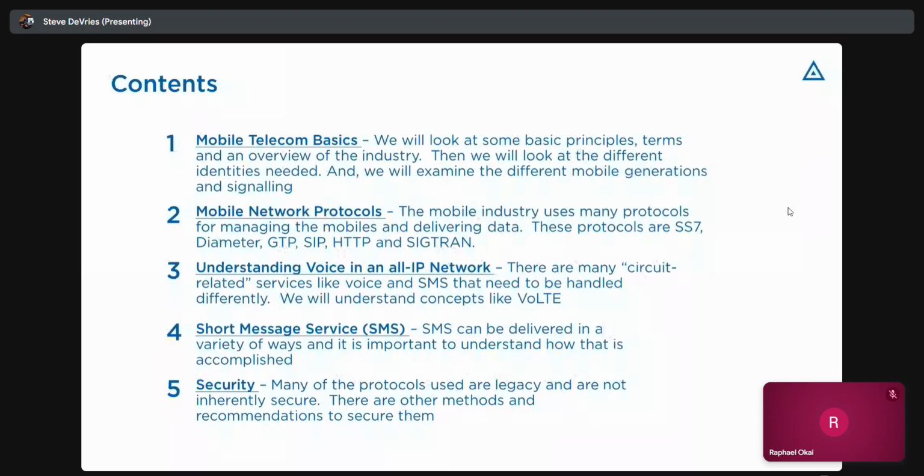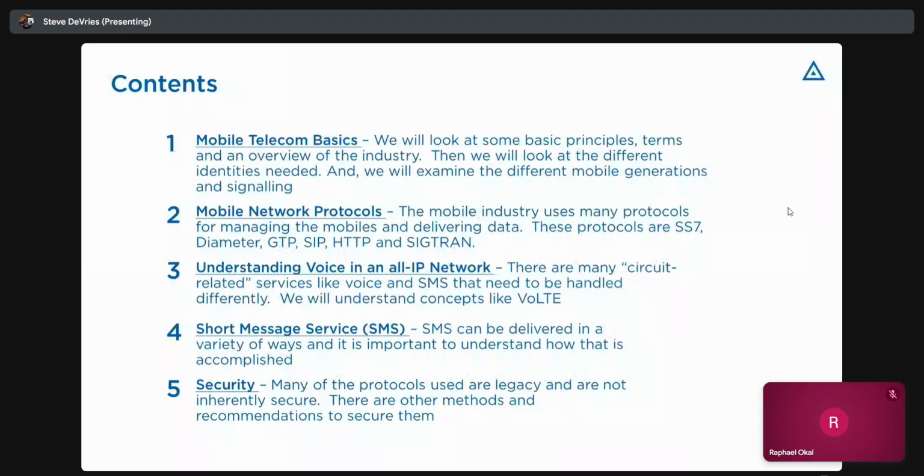We'll look at what's called Voice over LTE. It's a way of delivering circuit services in an all-IP network. Not the only way, but it is the long-term way. I think it's important to understand the service.